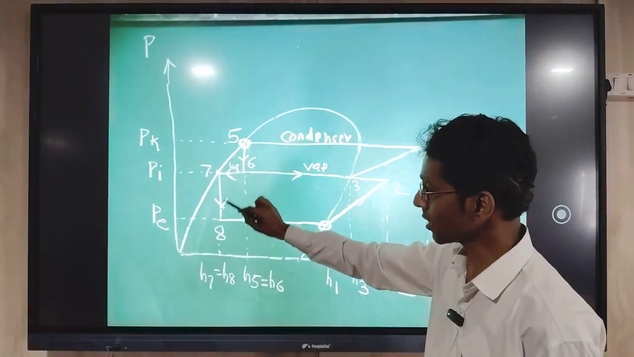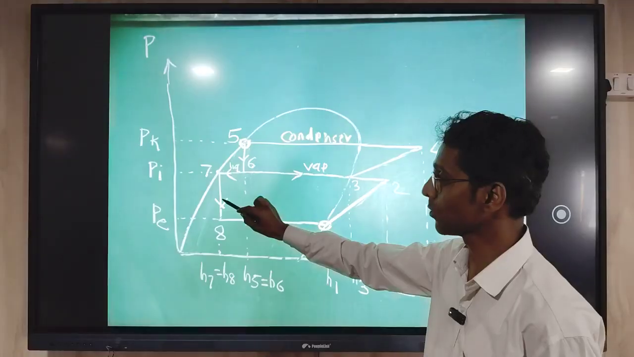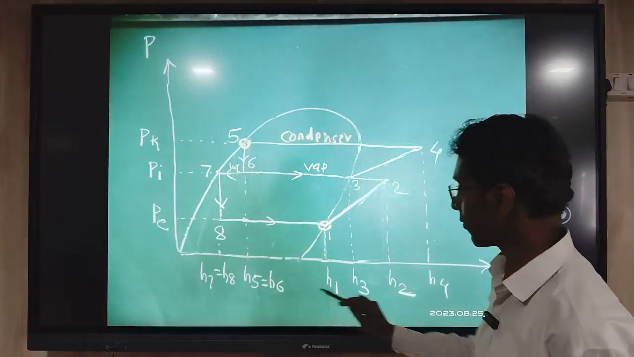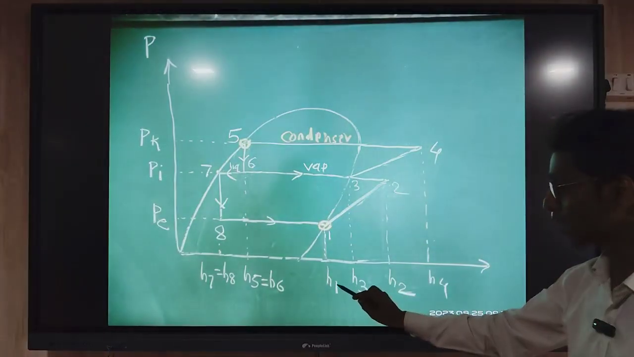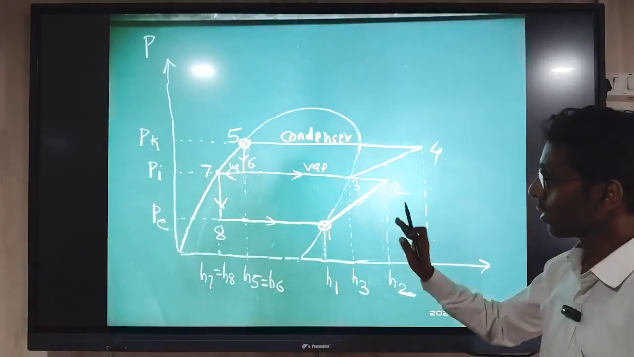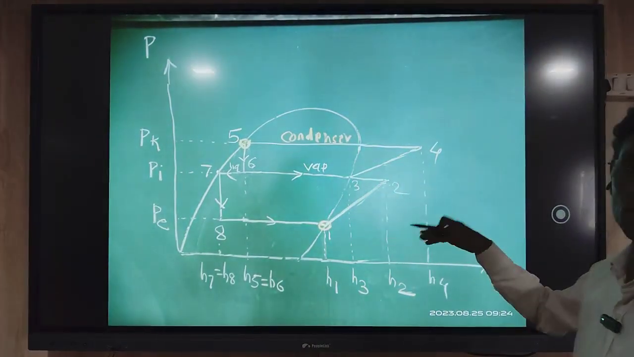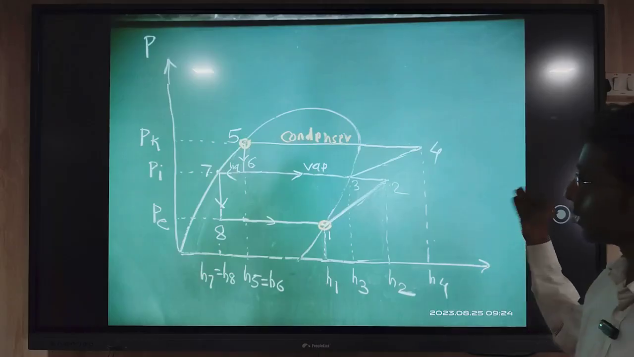6, 7 both are the same, because here also it is an isenthalpic process. So in this way we find all the enthalpies from H1 to H8. These enthalpies we use for solving the numerical.